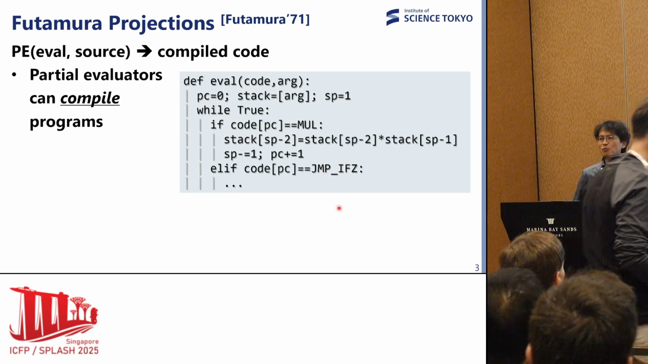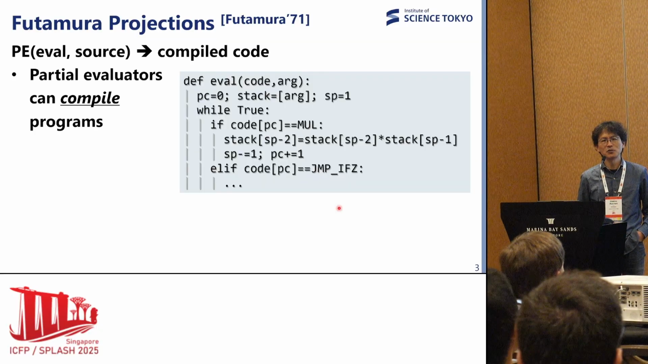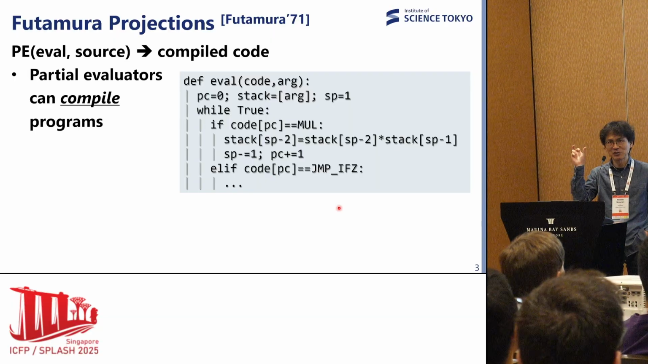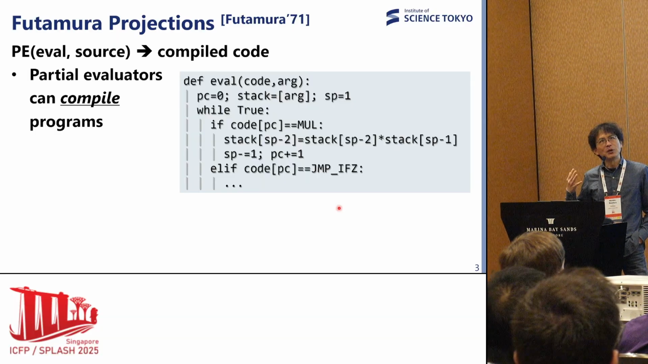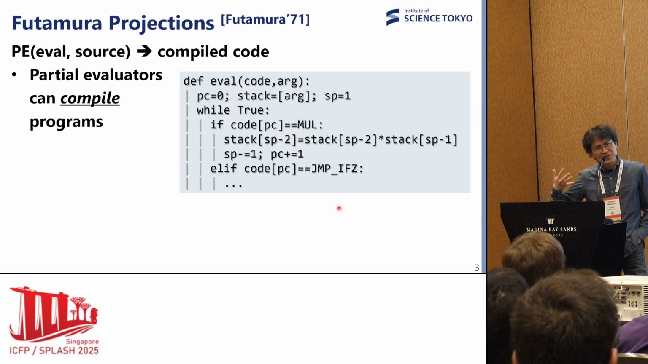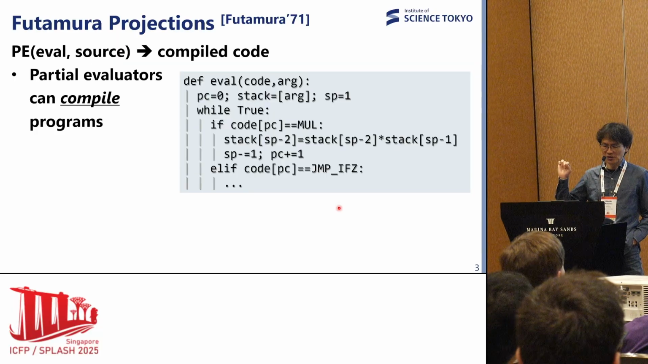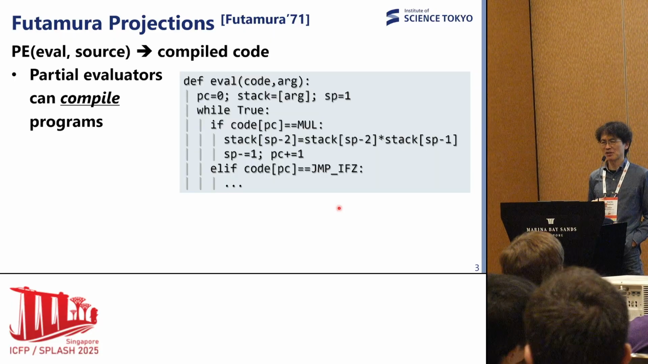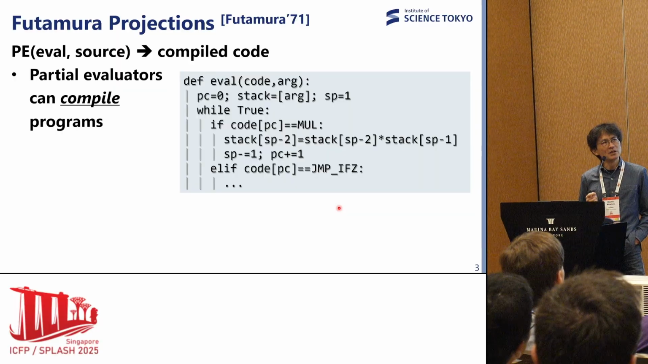Then partial evaluation gets more interesting if we partially evaluate an interpreter. In my slide, I write eval for short. If we partially evaluate an interpreter with respect to the interpreted program, then we will get compiled code. So this means the partial evaluator can compile programs. Let's also see this by an example.